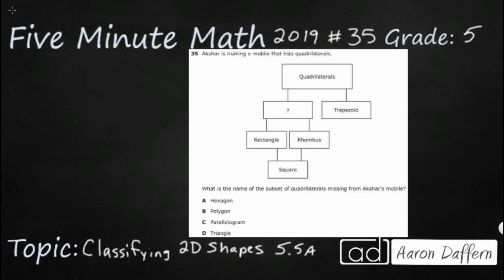So we have a mobile, which is something that we're supposedly hanging off the ceiling or something like this. And it's supposed to show a relationship here. So at the very top, we've got some quadrilaterals. Quadrilaterals are polygons that are four-sided. So we've got two different things inside there.